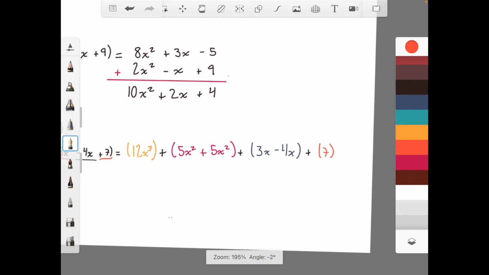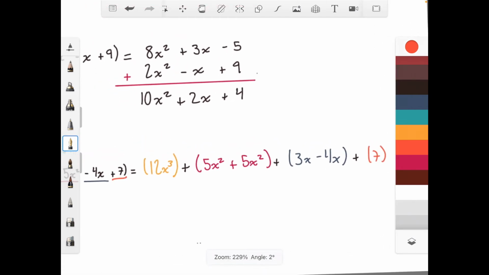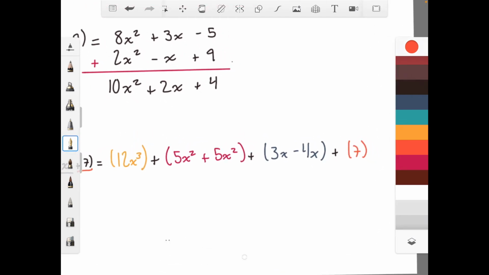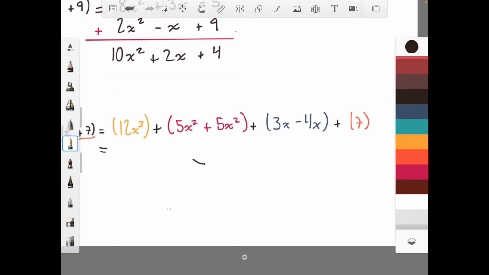Okay, now we have our new equation, which is 12x to the third power plus 5x to the second power plus 5x to the second power being added to 3x minus 4x being added to 7. Now that we have this, what we're going to do is add the like terms. So 12x to the third power isn't being added, so we just leave it like that.